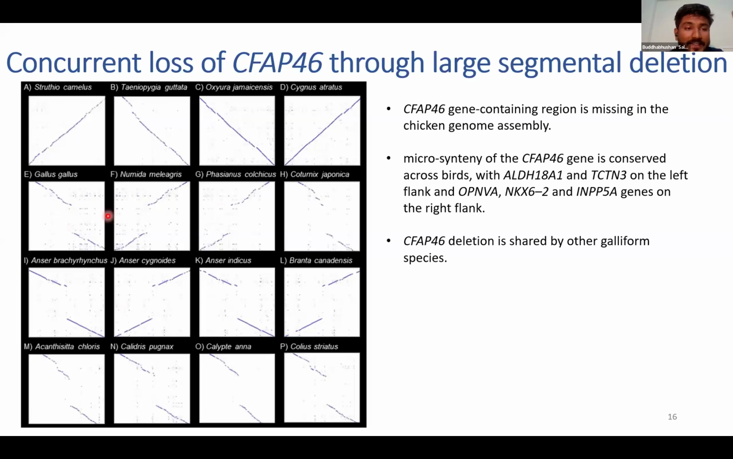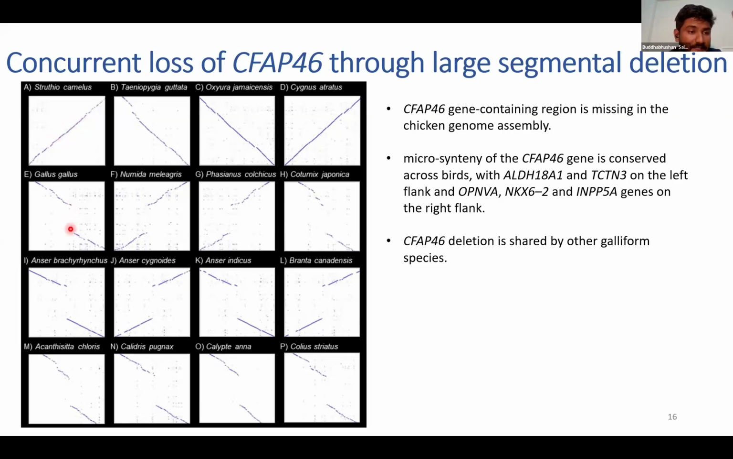These are all the galliform species: chicken, turkey, Japanese quail. The third panel shows all the geese species where this gene got lost, and the other independent species. This also shows that the gene C546 got lost, concurrent with WD93. And wherever WD93 was intact, there is no segmental deletion.